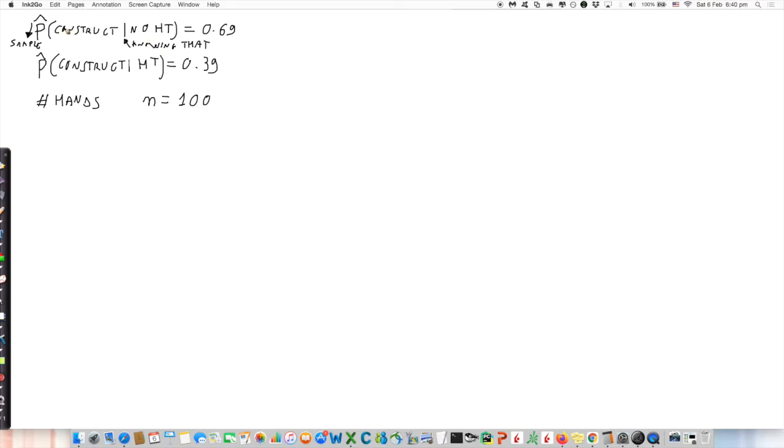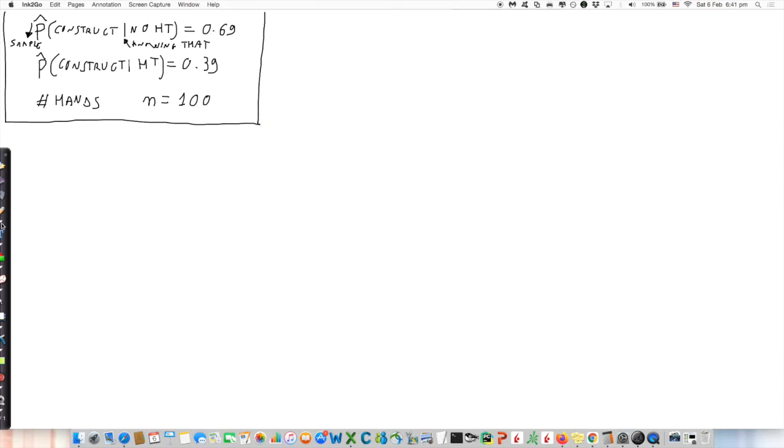So basically, the probability of construct, knowing that opponent is not playing hand trap, in the sample of 100 hands of last video was 69%. When opponent has got one hand trap among Ash and Gamma, it was 39%, and the number of hands that we tried was 100. So this is the summary of last video. It's crazy, right? After 1.5 hours, we can summarize everything with this small piece of screen, but that's how it works.